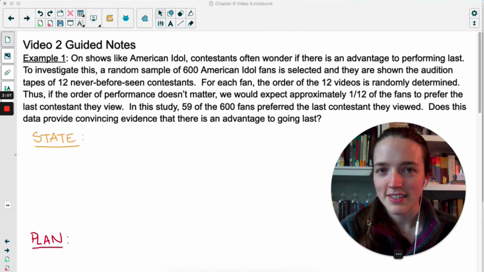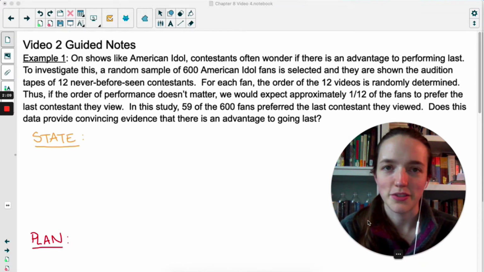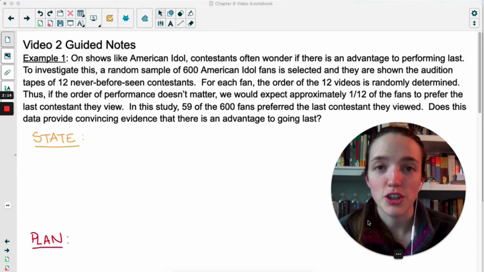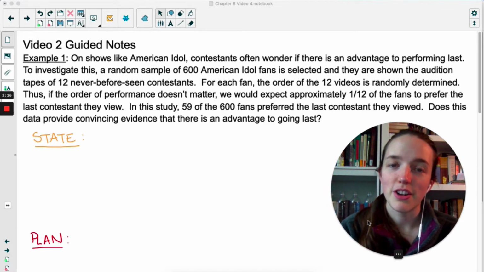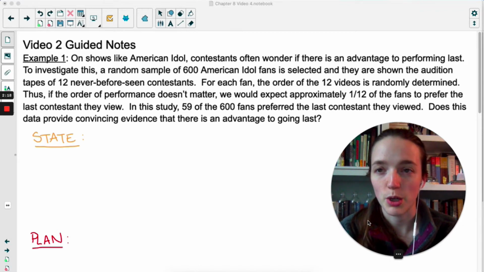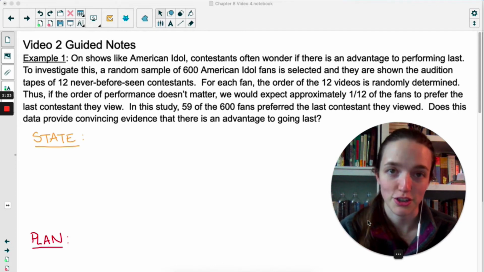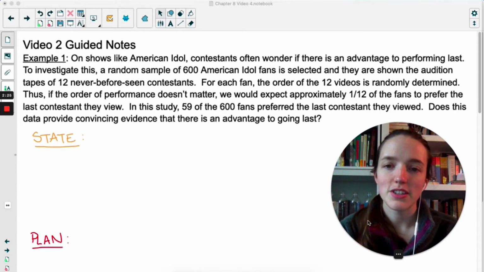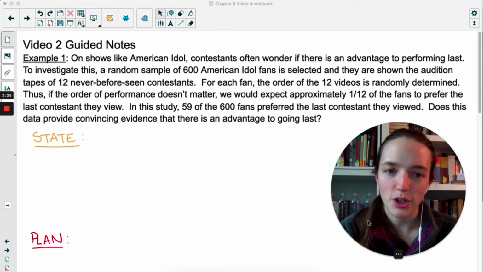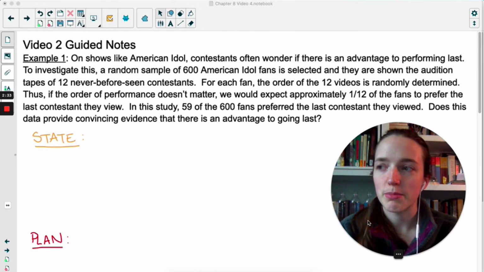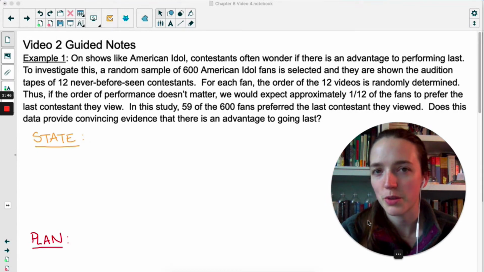Before we start this test, let's figure out what it is we're trying to find evidence for or against. They're asking, is there convincing evidence that there is an advantage to going last? Now, our null hypothesis is always the status quo, the thing that we assume is already true. We're trying to find if something else is actually true. So, since we're trying to find evidence if there's an advantage to going last, our null should be that there's no advantage. So that means our null should be that it doesn't matter which place you're in, and that would mean that the fan is basically just randomly selecting someone to win.